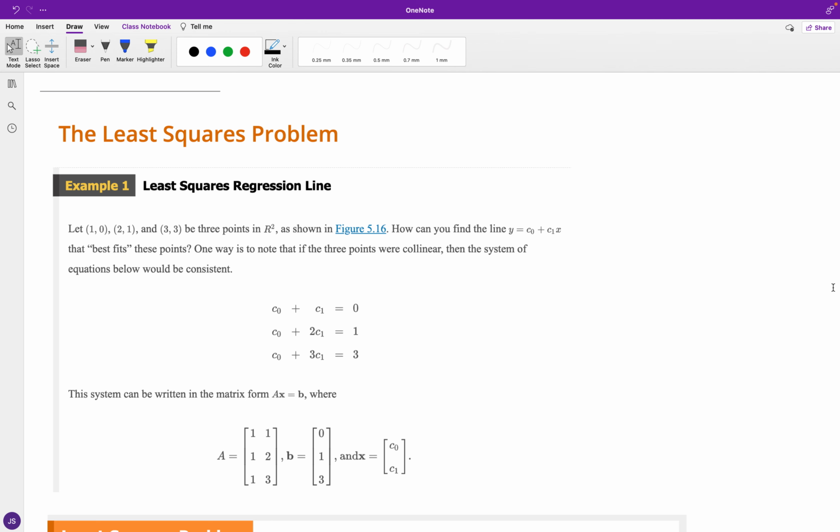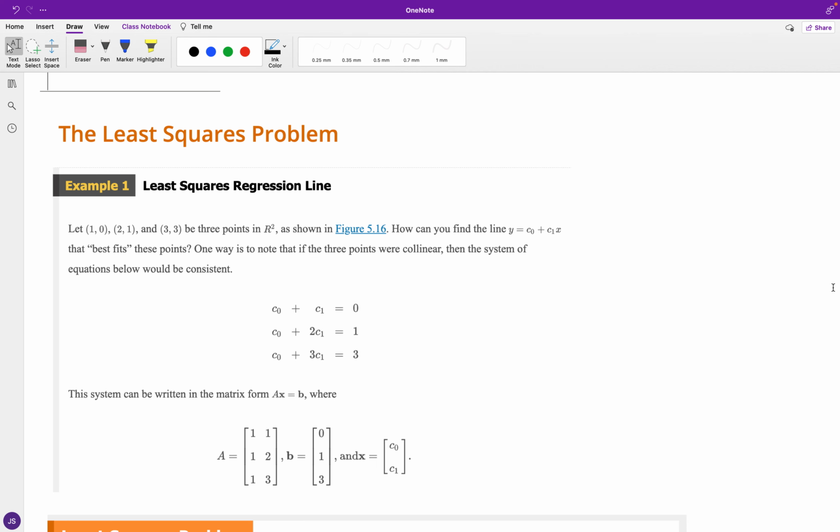Okay, for what we have in this part of chapter 5, we are looking at the least squares problem. And this, in a sense, we did look at back at the start of the course, or near the start, and we're just doing a little bit of revisiting. And let's say that in the case of this example, we have the least squares regression line.